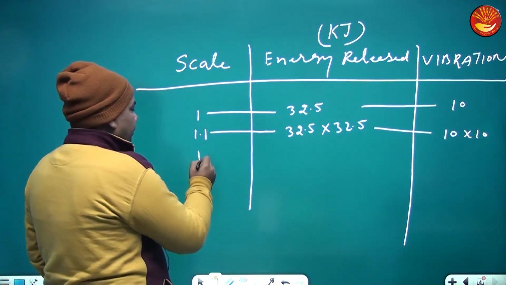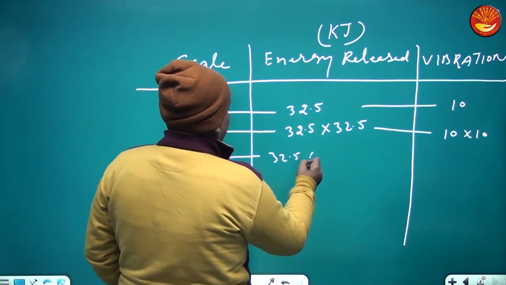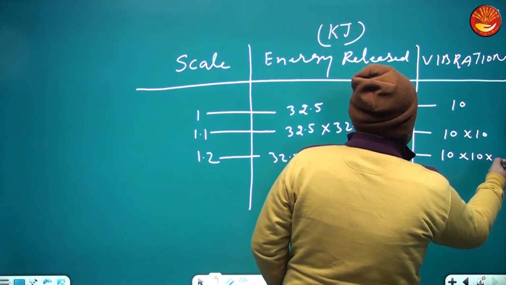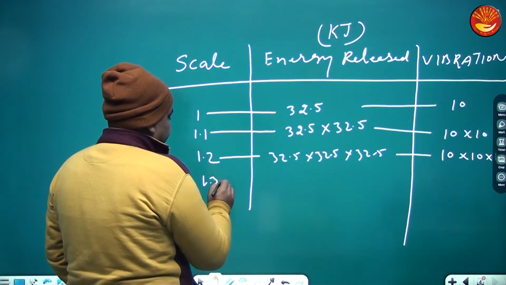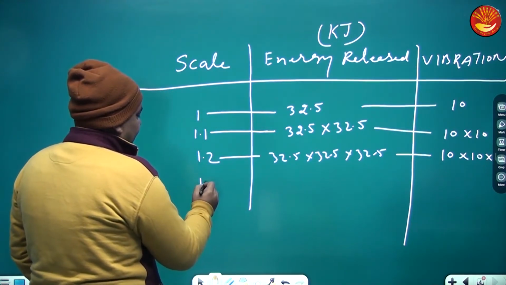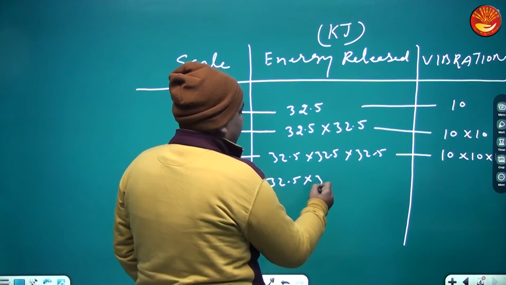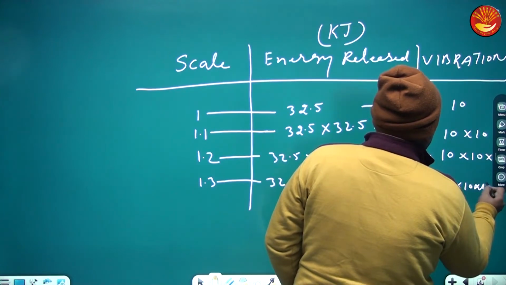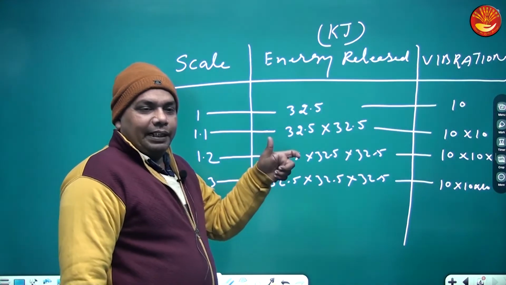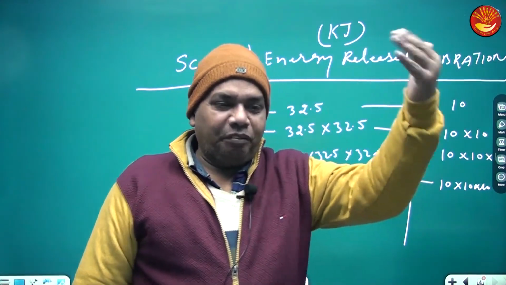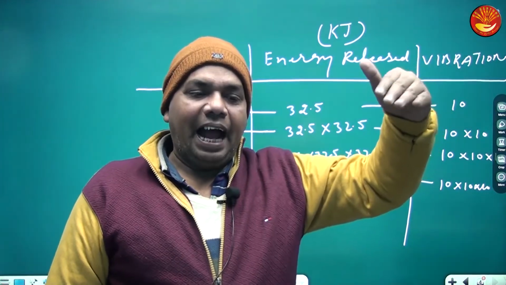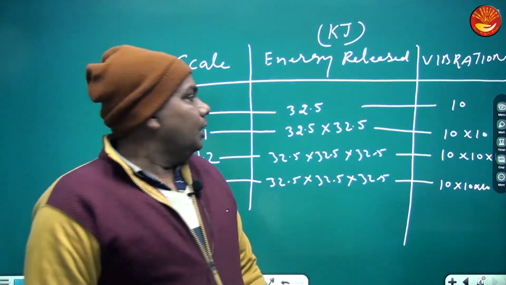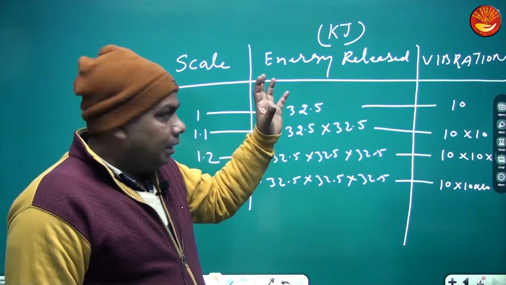In the next stage, 1.2, the energy released is 32.5 into 32.5 into 32.5 and the vibration is 10 into 10. In 1.3, right? So 32.5 into 32.5 into 32.5 and the vibration is 10 into 10 into 10 and so on. It will go up through 1.4, 1.5, 1.6, 1.7, 1.8, 1.9 and then 2, 2.1, 2.2, and it will go up to 9. So this is the basic functioning of the Richter scale.